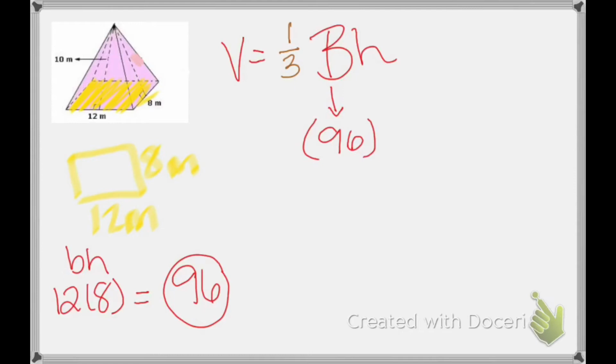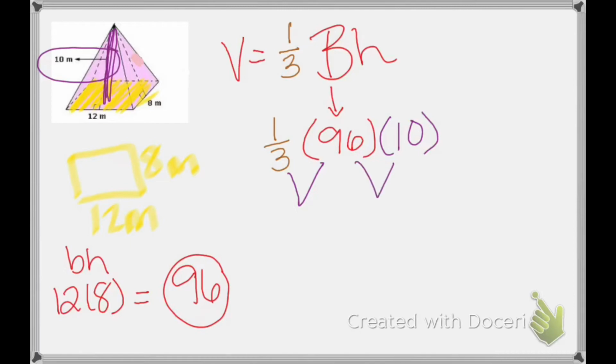We still need to cut that into 1/3, and then we still also need to multiply that with the height of our prism. Now if I'm looking at the height, that means how tall it is, and right here it tells you that it is 10 meters tall. So we'll need to multiply that. Now you have a couple of options. It's up to you. The first thing is you can cut 96 into 1/3, or you can multiply 96 and 10 first.